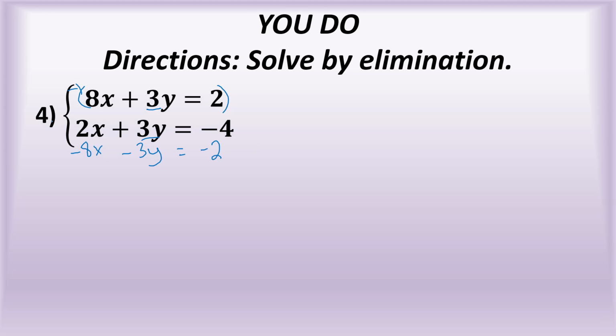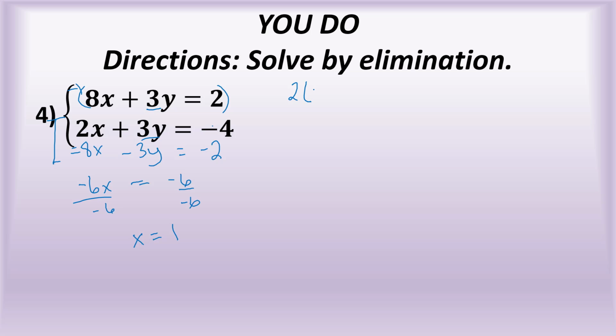And now we're just combining our lower two equations. 2x plus -8x is -6x. 3y plus -3y is 0. -4 plus -2 is -6. Divide by -6 on both sides, and we learn that x is equal to positive 1.